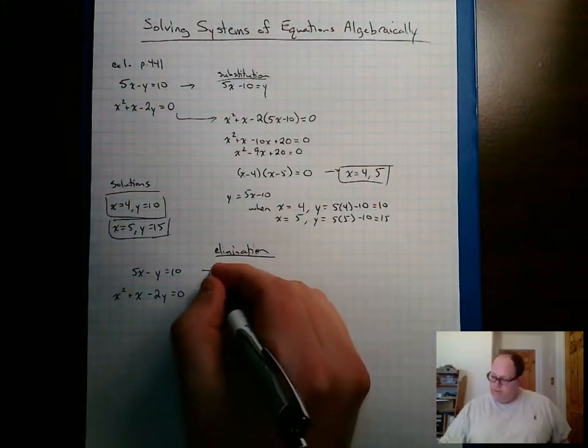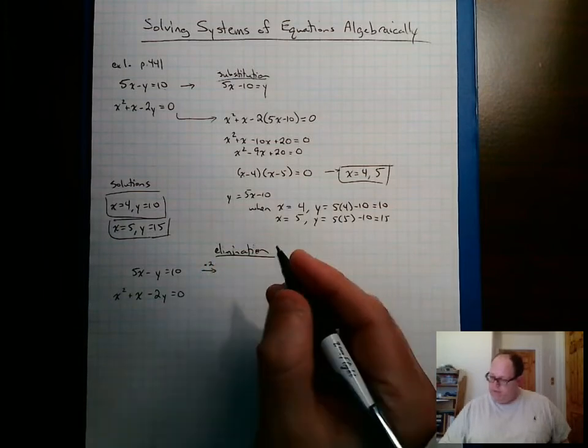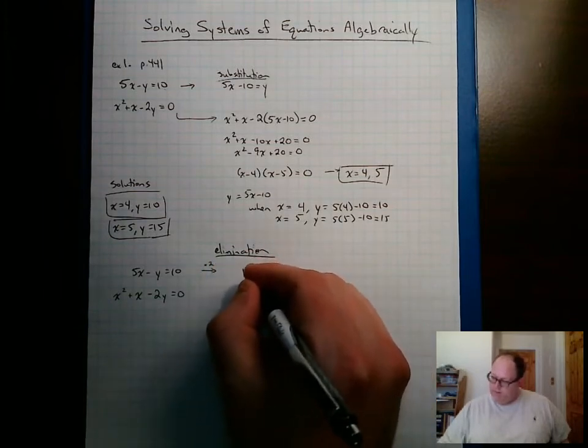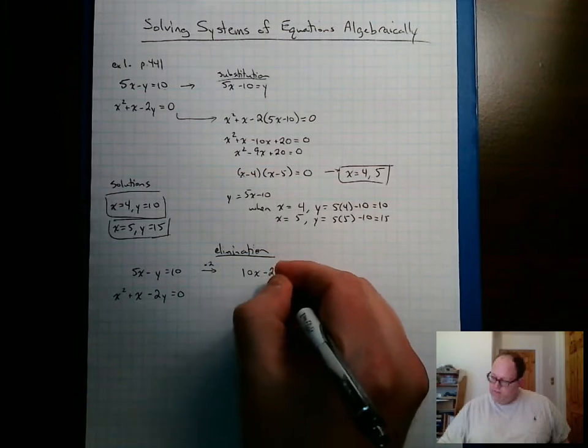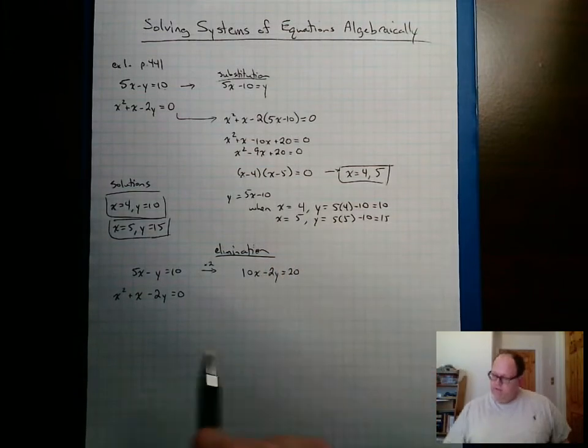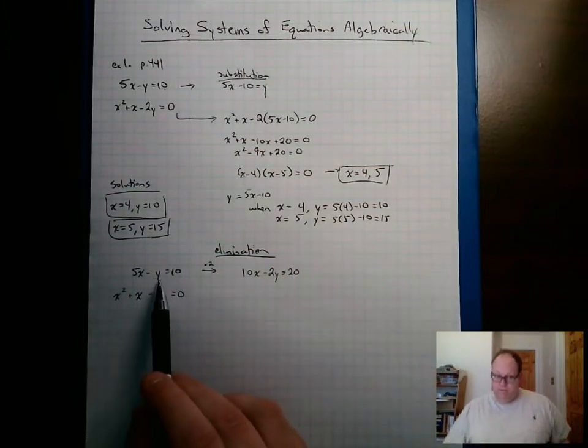So in this case, I would take my first expression and multiply it by 2. That would leave me with 10x minus 2y equals 20. Don't forget to multiply the right side as well as the left side by 2.